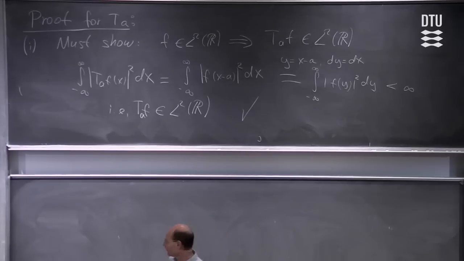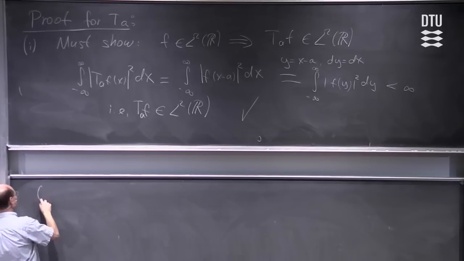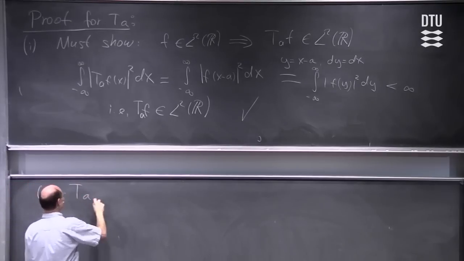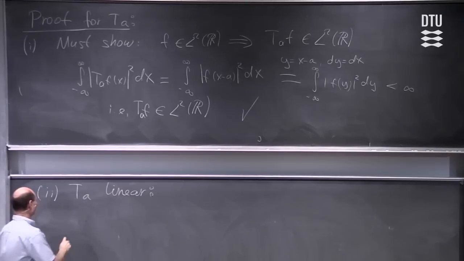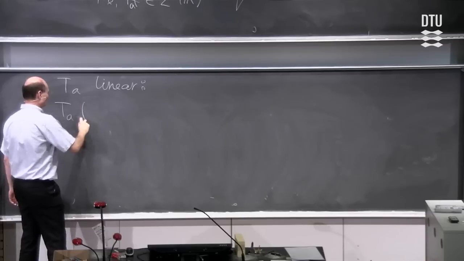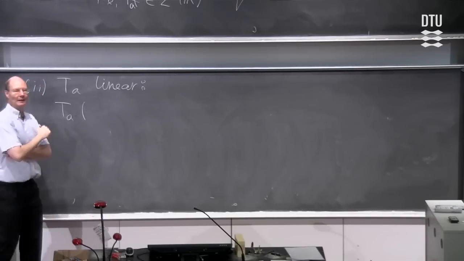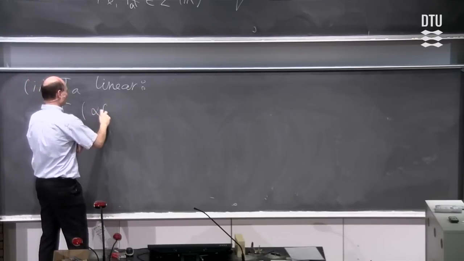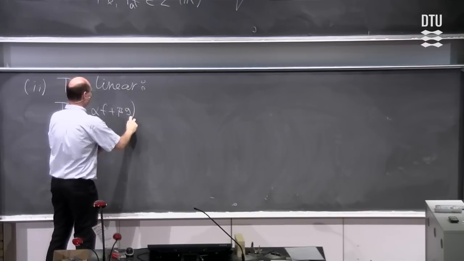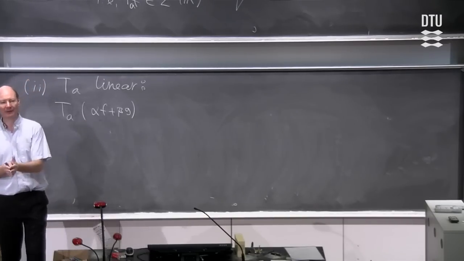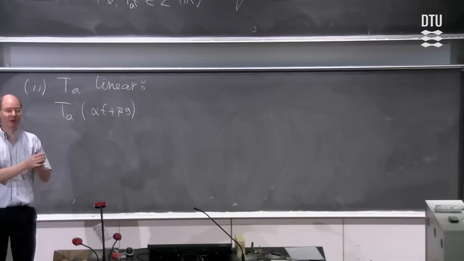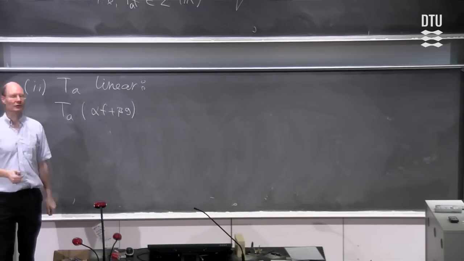So then the second part is we must show that the operator is linear. So that means we have to work with TA, and then instead of applying it to the function f, we apply it to a linear combination alpha f plus beta g. So we need to show that the function that comes out here is the same as just alpha times TA of f plus beta times TA of g.